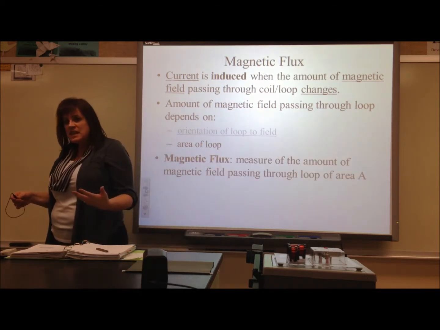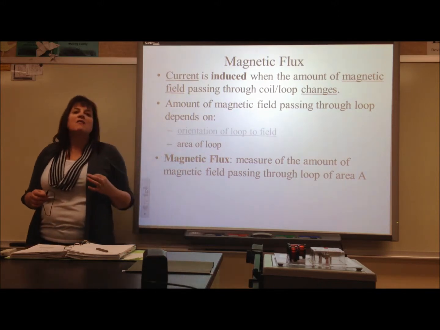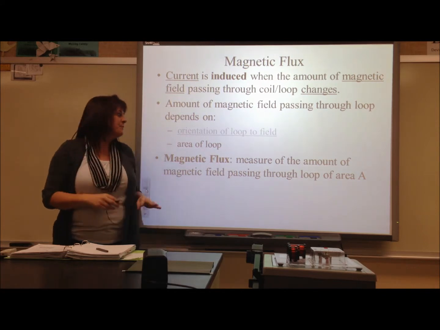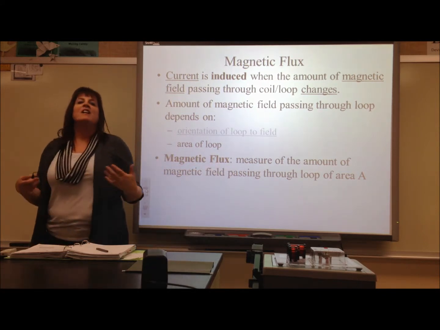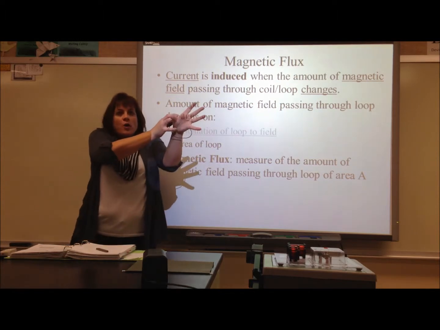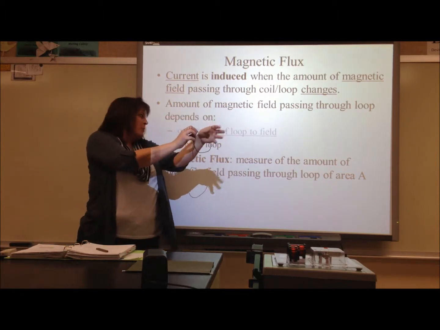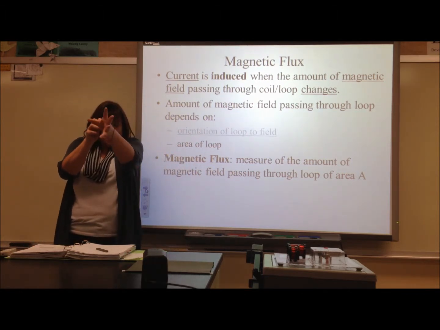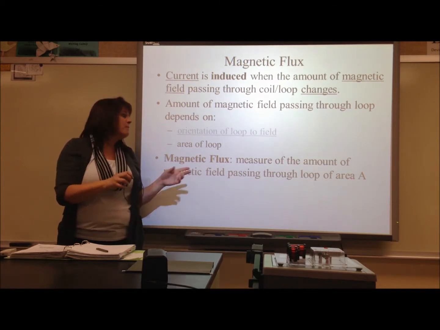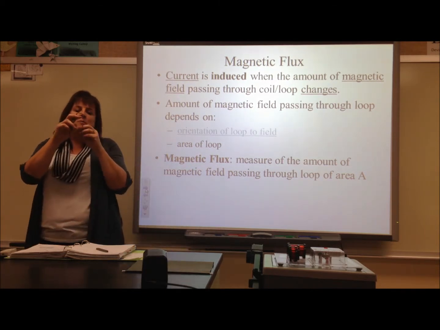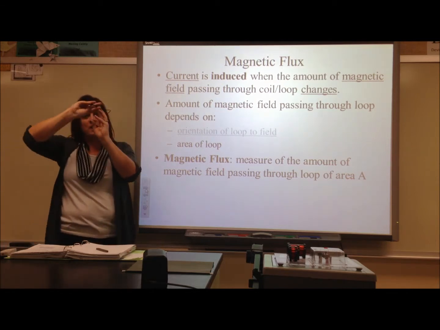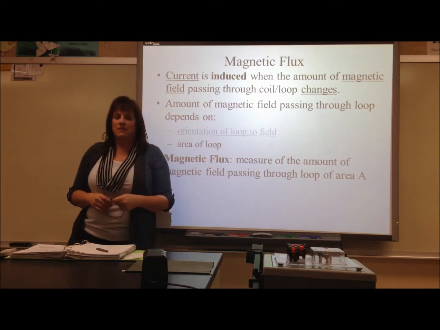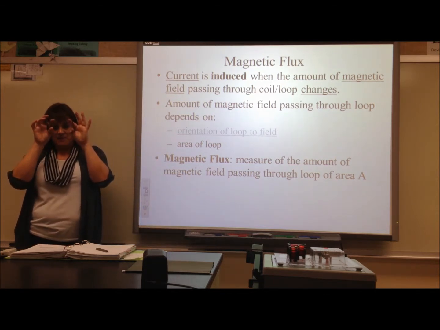So what magnetic flux is, it's a measure of the amount of magnetic field passing through an area A. Faraday came up with this idea of magnetic flux being the flow of magnetic field through my loop. The amount of flux, of course, depends upon the area, how much room there is for the flux to move through, and how much magnetic field is passing through in terms of its orientation to my loop. So the magnetic flux definition is the amount of magnetic field passing through a loop of area A.